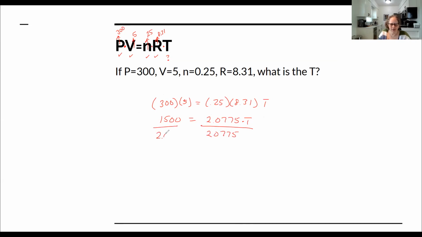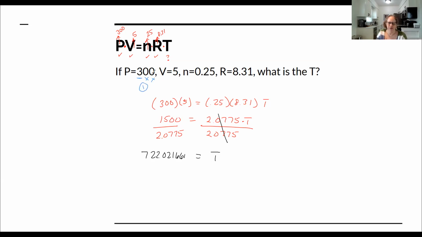What we do to one side, we have to do to the other. Now it's divided out on the right, and only temperature is left. On the left, 1,500 divided by 2.0775 gives me 722.021661. So this would be the answer if you didn't know sig figs. If you know sig figs, you'd have to go one step further.